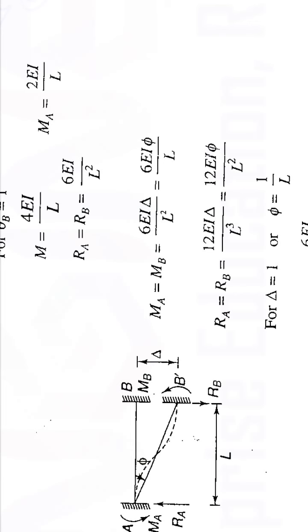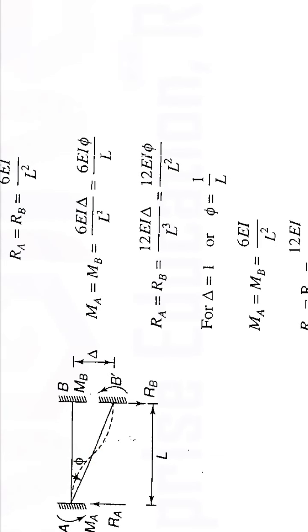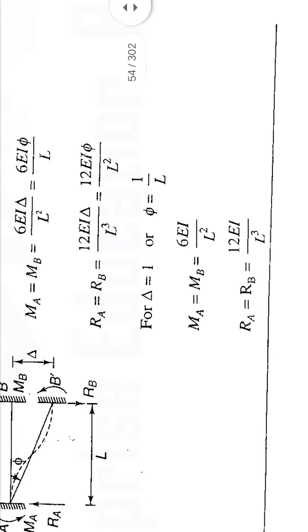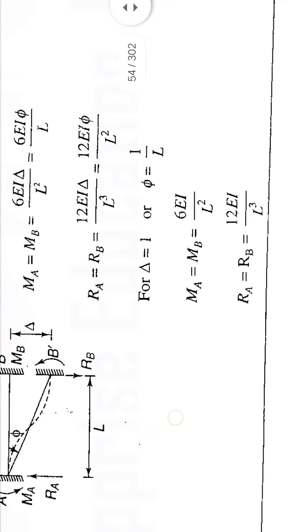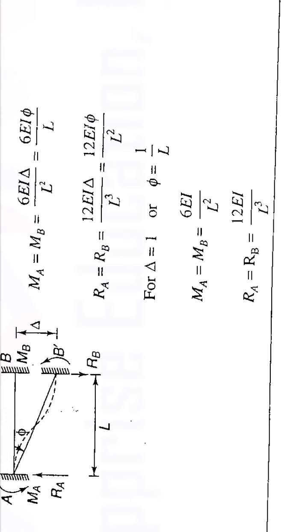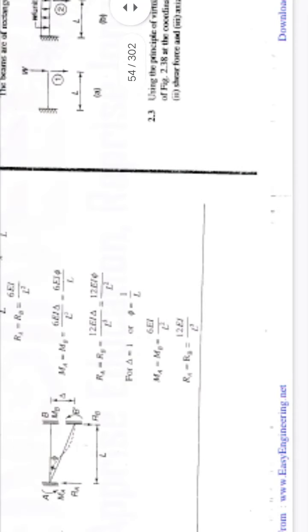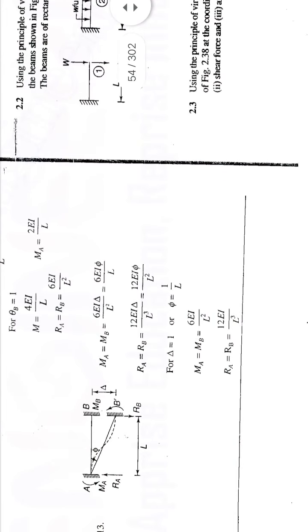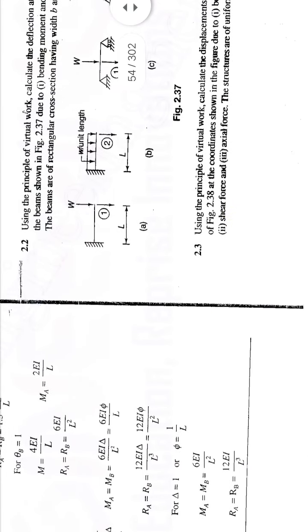Please note these values, because if delta is equals to 1, phi is equals to 1 by L. Hence MA is equals to 6EA by L square and RB are 12EA by L cube. Please remember these reactions, because these are much more important when we go for displacements. Right? With this we'll end, and we'll go for some other concepts as well.